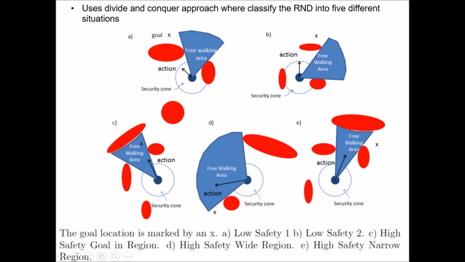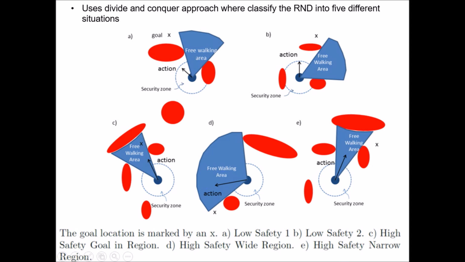So C is the high safety case. C, D, and E are the high safety cases. For the C condition, we have the goal location in the wide valley, in the free space wide valley. For the second case of the high safety, we have a very wide region for this particular obstacle.